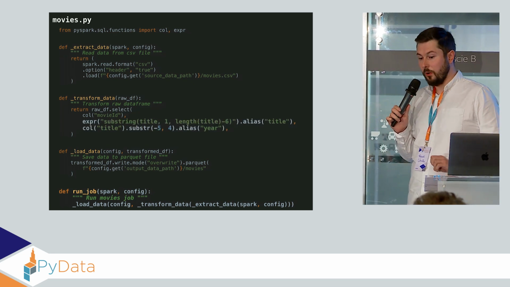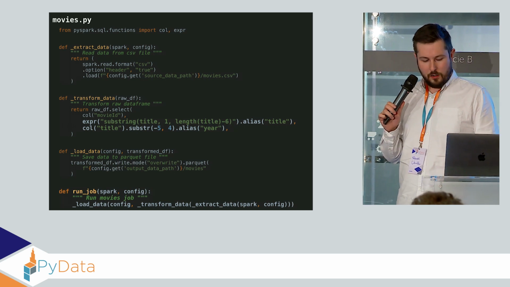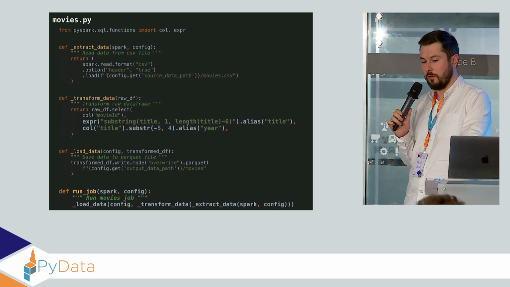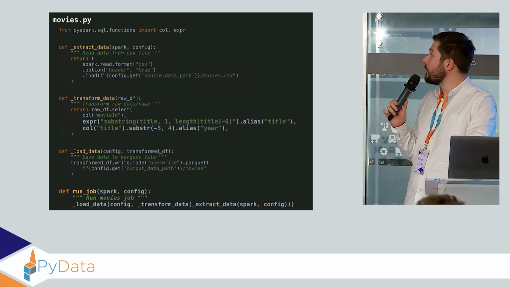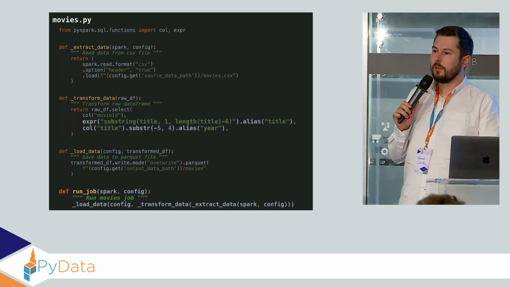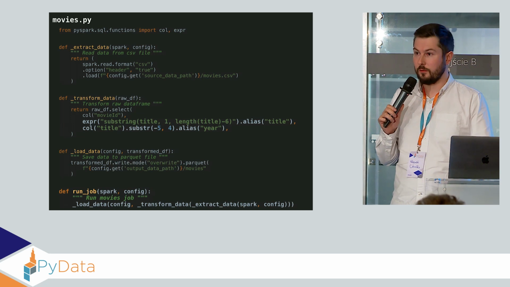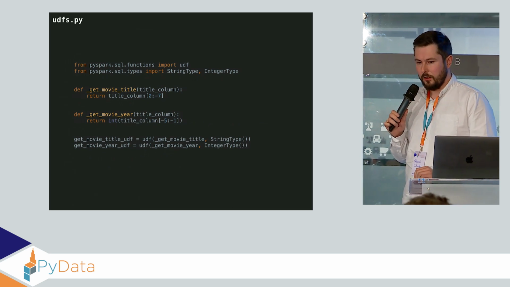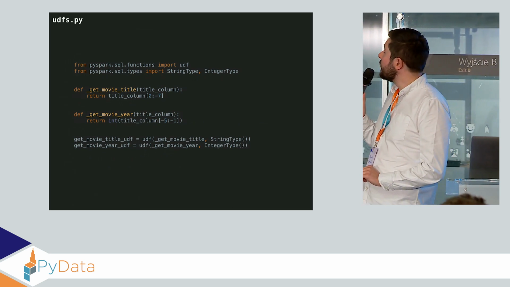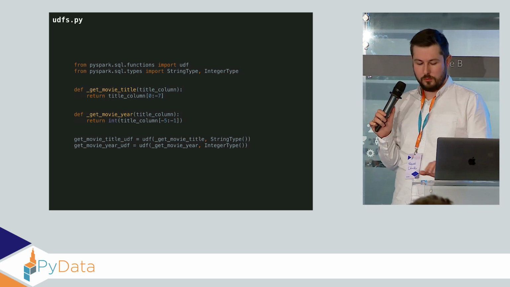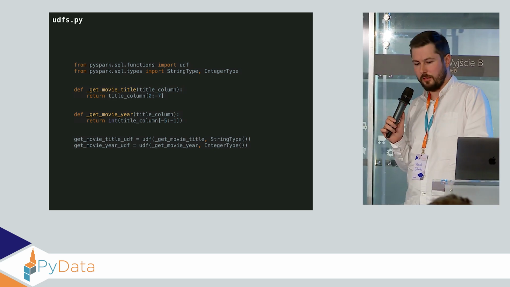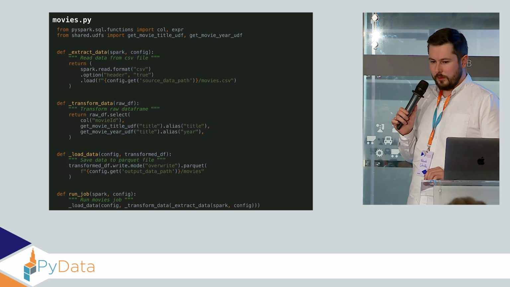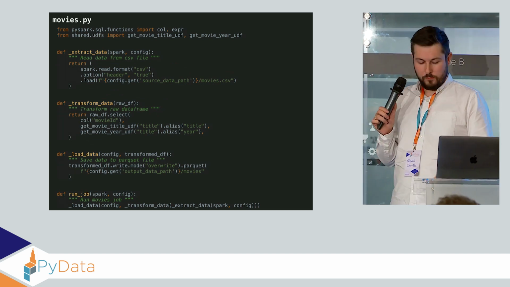So in this case, we have these two columns that we create here, and we probably would like to separate this logic from this. So what we are going to do is create UDF functions. UDF functions are the user-defined functions that work on a column level on a data frame. So here I've created a UDF.py file, which contains these two functions, get movie title and get movie year, and it registers these two UDFs out of these functions. Very simple.